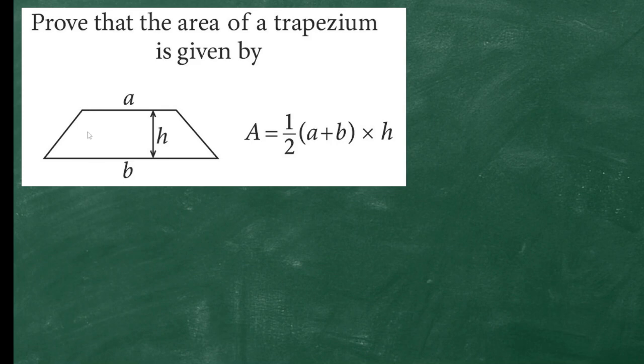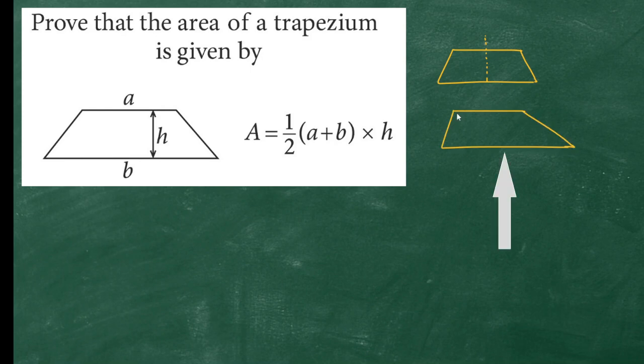Well, this one kind of looks symmetrical, but let me just draw a couple of trapeziums. So here is a normal trapezium, which is sort of symmetrical. But isn't this a trapezium? It is. And this one is not symmetrical. You can see they're different. So you need to account for this as well when you do this proof.